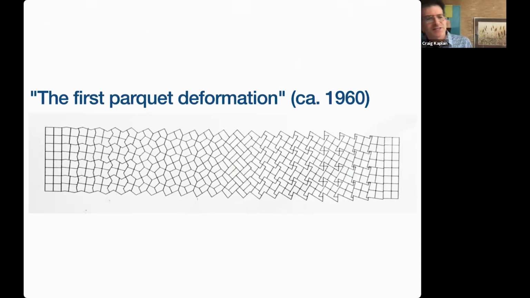And this is the one that is marked in that booklet as the first Parquet deformation from around 1960. So this kind of gives you a good sense of what we're talking about here. We have a tessellation of small shapes that gradually evolves in space. The shapes change slowly and gradually, and you can almost view this as telling a kind of story spatially, or maybe as a kind of animation. And I'll say more about that in a second.